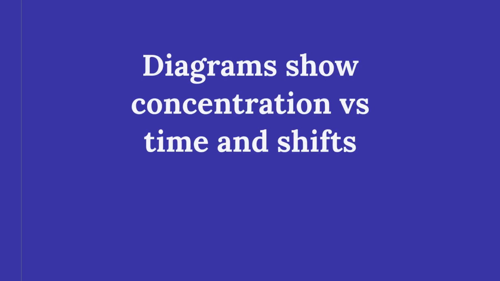Students should draw diagrams showing concentration versus time, annotate direction of shifts, and causes of disturbances. Diagrams support explanations and calculations. Visual aids enhance understanding of equilibrium changes. They are vital tools in chemistry education.